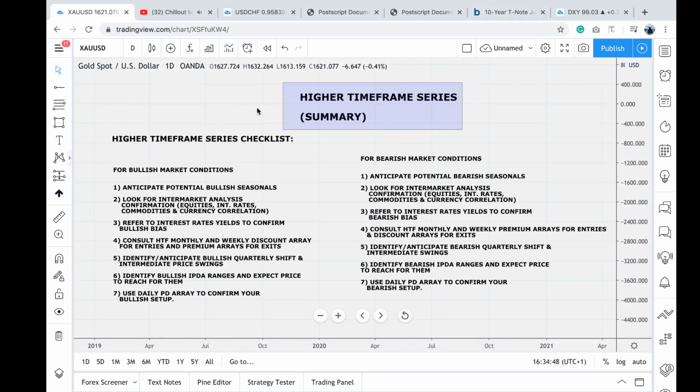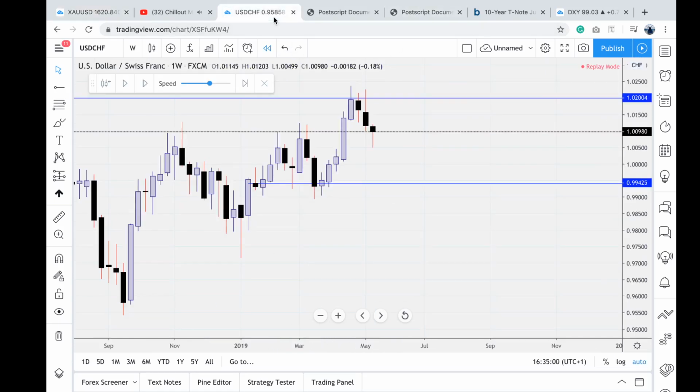So on the higher time frame checklist, the first thing we want to do is anticipate the seasonals. The currency pair we're looking at for our move is USDCHF. So we want to identify seasonal tendency. Is it seasonally the time for USD to be most bearish and CHF to be most bullish? Or is it the time seasonally for USD to be most bullish and CHF to be most bearish? Or is it a time seasonally where these two don't really do much in the marketplace? That is the question you've got to ask yourself, and that's what you've got to consider.